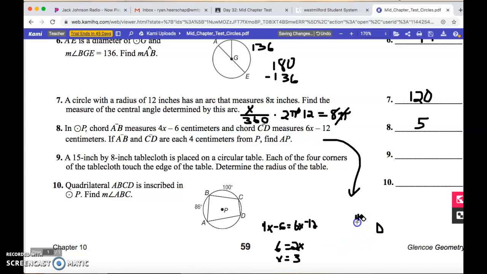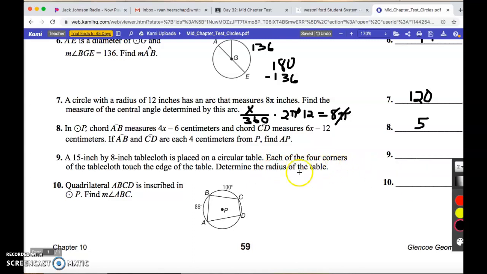Then for number 9, the tablecloth. It's as simple as finding the Pythagorean theorem using whatever you have here. So it's a nice application problem. If you have your circle and you've got this tablecloth that goes across where all the corners lie on the circle, then if you simply find your diagonal, that's your diameter. From diameter, you find your radius. So if it's 8 by 15, when you Pythag it up, you get 17 for this. And then 17 divided by 2 is 8.5.